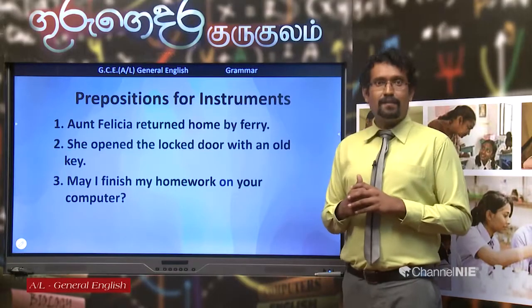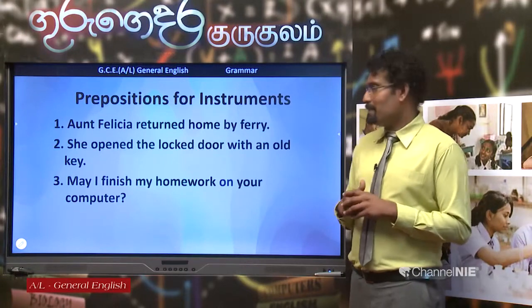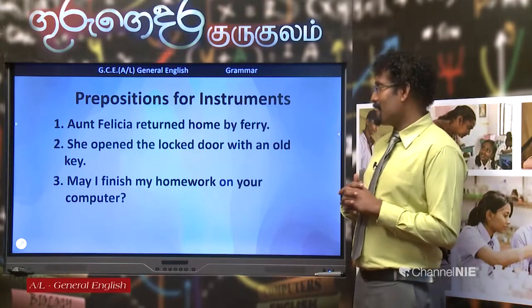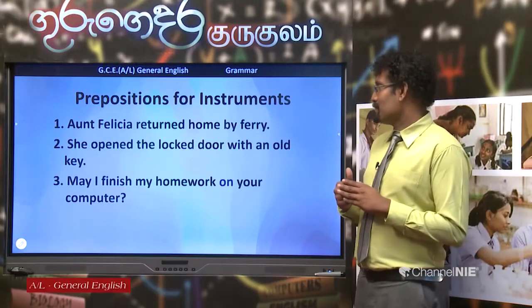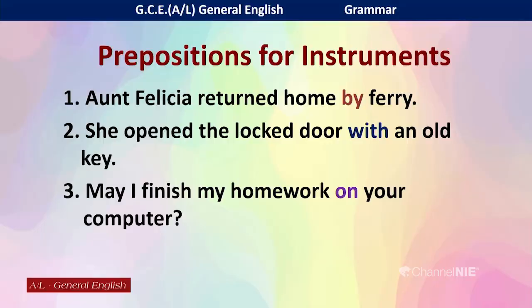So there are some examples for you. Let's look at what they are. Prepositions for instruments. Let's say, Aunt Felicia returned home by ferry. Ferry is a passenger boat or a passenger ship. So Aunt Felicia returned home by ferry. She opened the locked door with an old key.